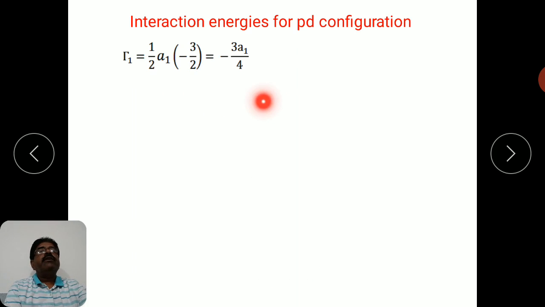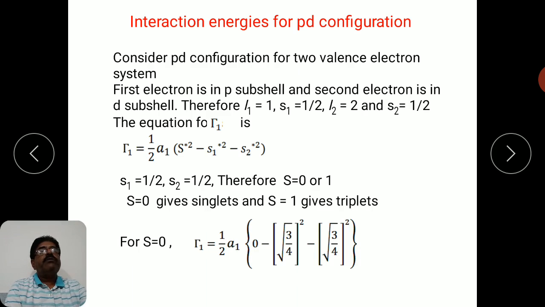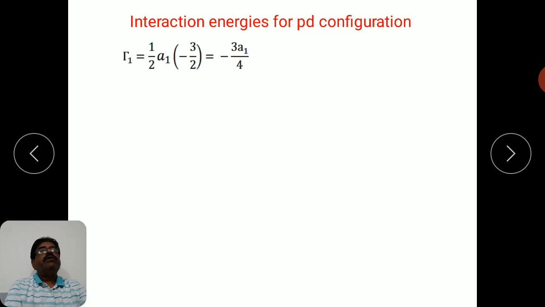Similarly, we can write the value here if you substitute the values. Now see here, root 3 by 4 bracket square. So that will be 0 minus 3 by 4 minus 3 by 4, so minus 2 times 3 by 4, and you can see that will be minus 3 A1 by 4. So that is the value of the first gamma value, term 1.